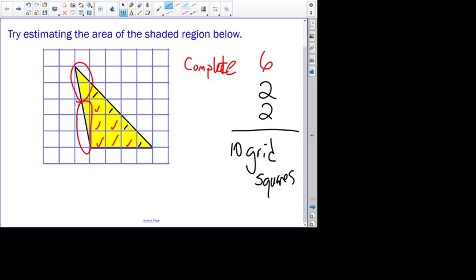We knew for sure the 6, that was pretty easy to count. But then we had to group together some partial squares to come up with the last little bits to add up to a total of 10 grid squares. Okay? We have to show our work when we do this. If you give me just a number, that's not enough. You've got to show me what your thinking was. Okay?